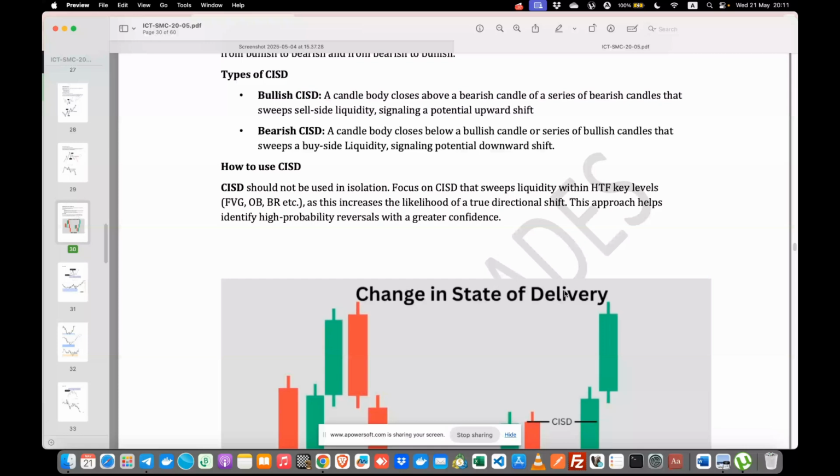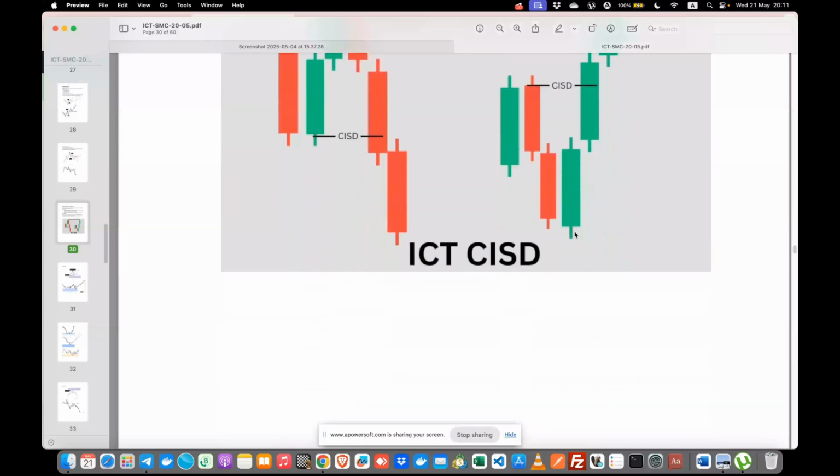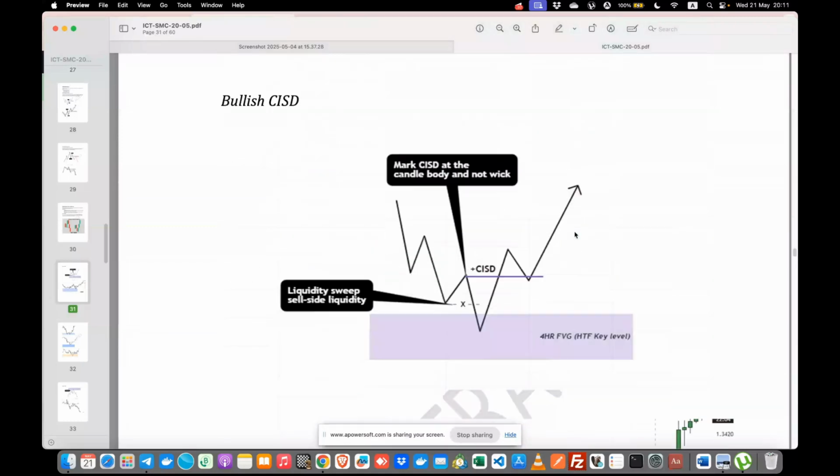That is what you're going to refer to as our key level, and we care about CISD that happens within that key level. This increases the likelihood of a true directional shift, and it helps you identify high probability reversals with great confidence, because you're not going on the markets just looking for CISD anywhere. We are very specific. So now let's start with a bullish change in state of delivery.